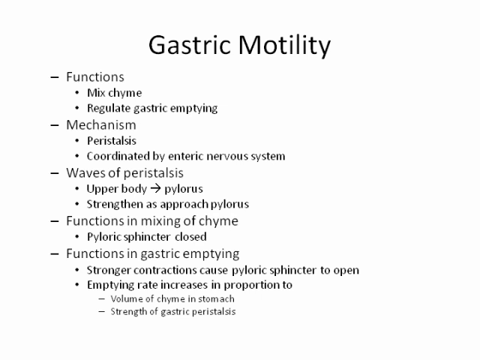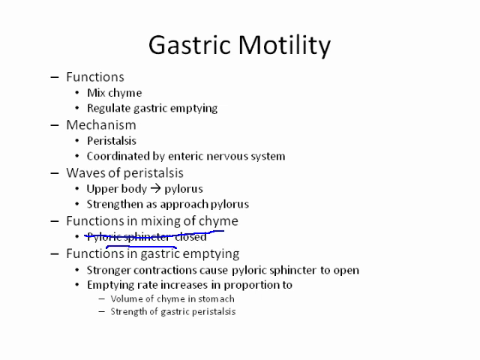So what are the functions of gastric motility? Well, mixing chyme as well as regulating gastric emptying, because of course that's important for delivery of the chyme down to the small intestine. Mechanisms involved are peristalsis, which is coordinated by the enteric nervous system. Waves of peristalsis go from the upper body of the stomach toward the pylorus, and they strengthen. That is, these waves become stronger as they approach the pylorus.